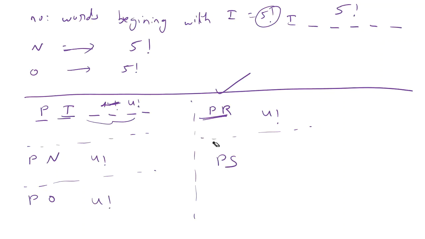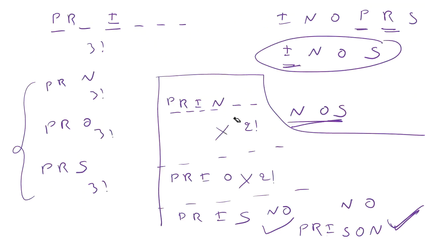So coming to this one, the words which begin with PR. Our required word PRISON is there in this box. So here we will further divide this box. How are we dividing this box? This box can be divided like this: words which begin with PRI, words which begin with PRN, words which begin with PRO, words which begin with PRS. But our required word PRISON is there in this box only, PRI.